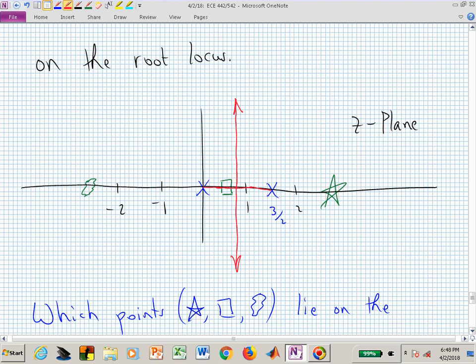So maybe we'll start next time with some different root locus patterns, but you can now just start dreaming about these root loci, and we'll go from there. Thank you for your patience.